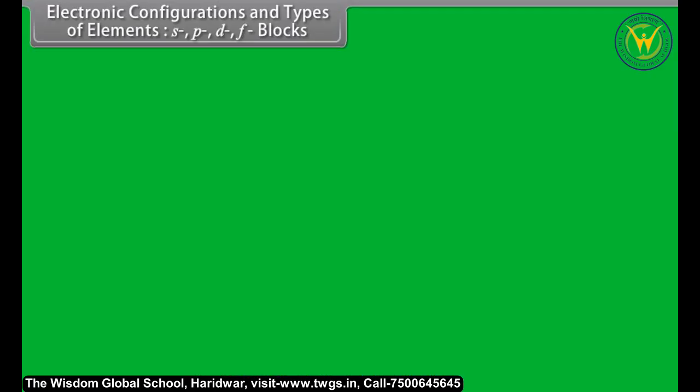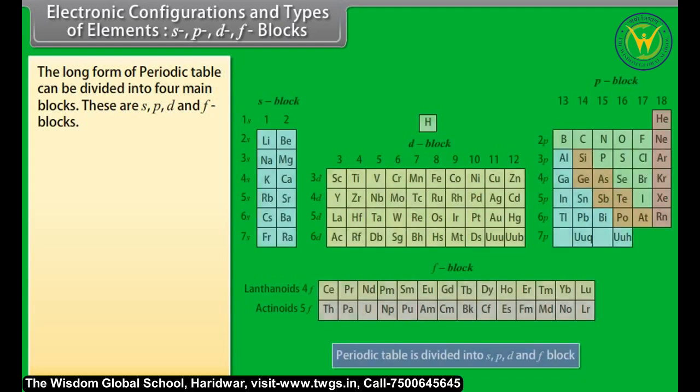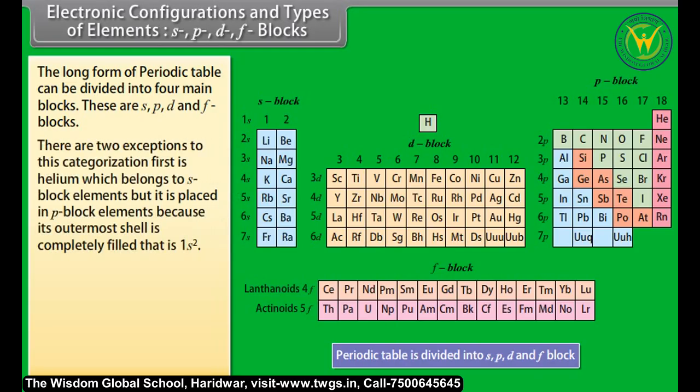Electronic configurations and types of elements. s, p, d, f blocks. The long form of the periodic table can be divided into 4 main blocks. These are s, p, d and f blocks. There are 2 exceptions to this categorization. First is helium, which belongs to s block elements, but it is placed in p block elements because its outermost shell is completely filled, that is 1s2.